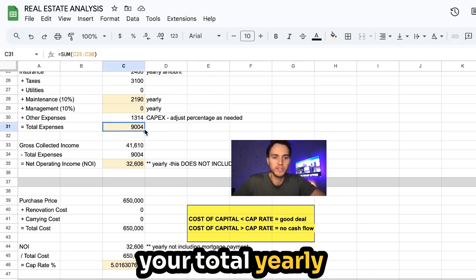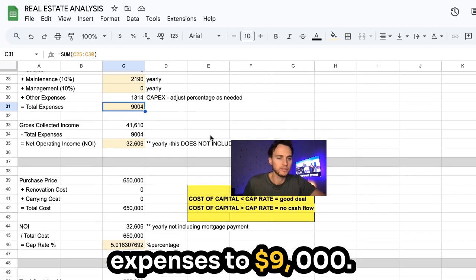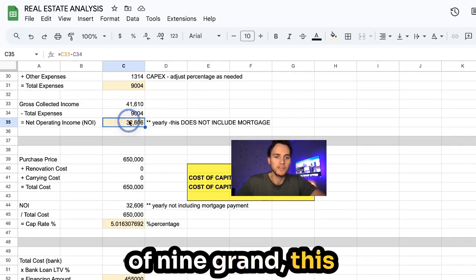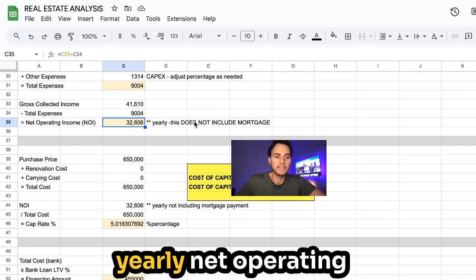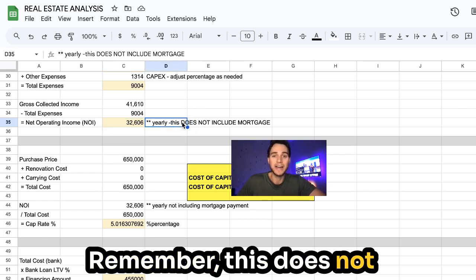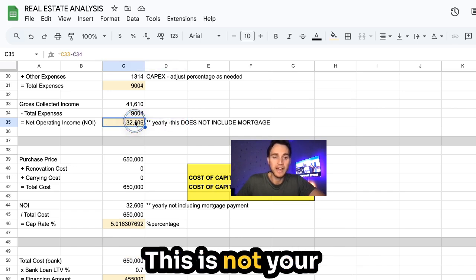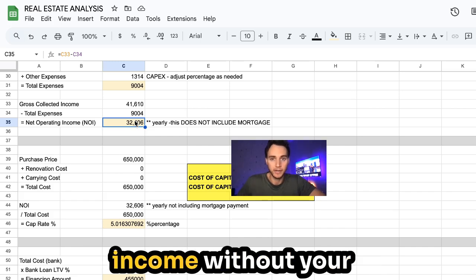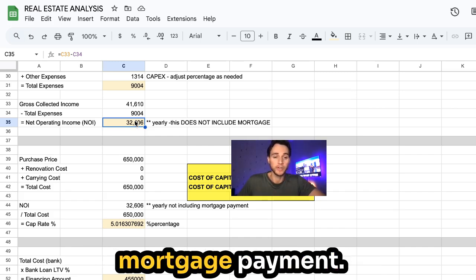This would bring your total yearly expenses to $9,000. If we take our gross collected income, subtract our expenses of $9,000, this leaves us with a yearly net operating income of $32,606. Remember, this does not include your mortgage. This is not your net profit per year. This is your net operating income without your mortgage payment.